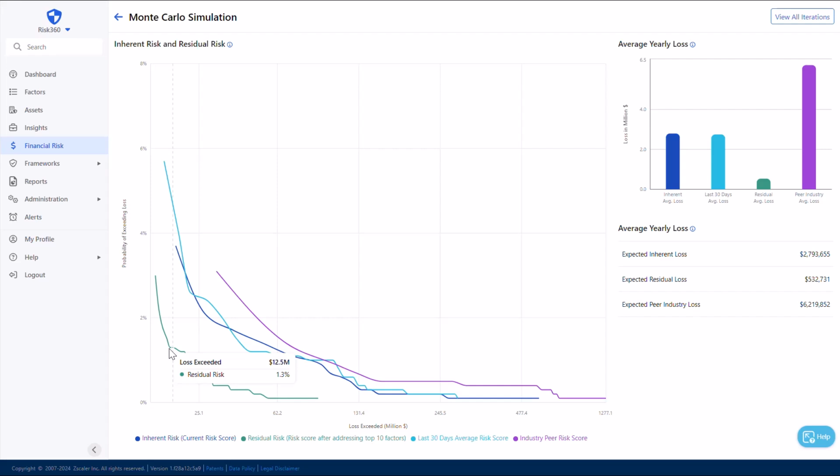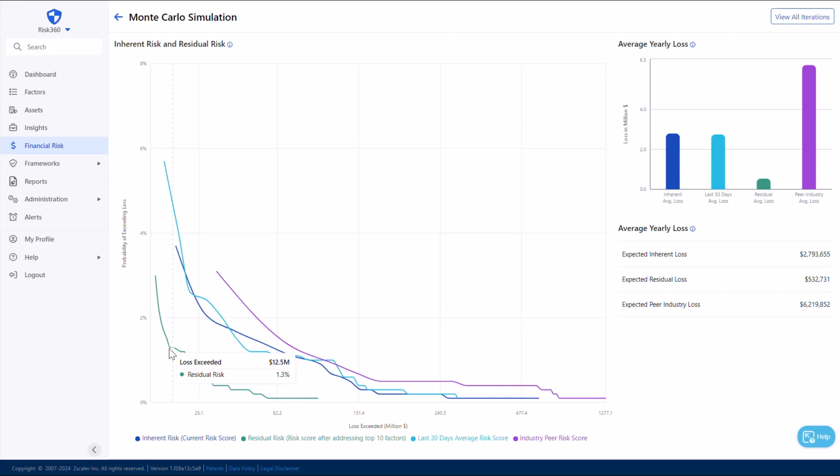So for example, in this case, the green line that represents the residual risk, after addressing the top 10 factors, says that the probability that loss is greater than 12.5 million is 1.3%. So that's the significance of loss exceedance. You could pick any point and it tells you the probability that the loss exceeds, which is 12.5 million in this case.